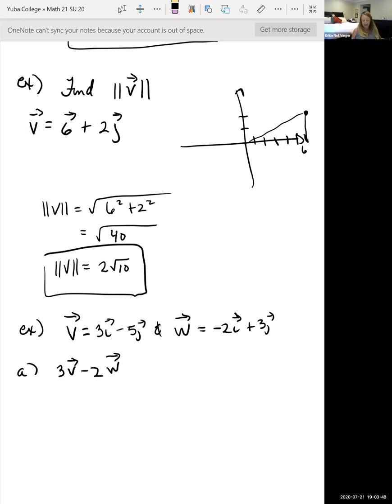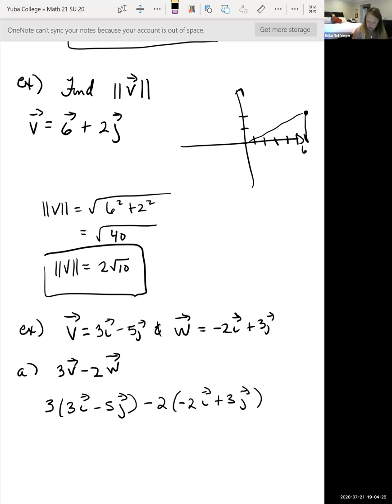Well, when we're adding, and I didn't do this yet algebraically, but when we're adding two vectors, you're basically adding your horizontal components together and you're adding your vertical components together. And that's going to give you the components of the new vector. And so if we have 3v, so we're basically taking 3 times this vector here, 3 times i minus 5 times j minus 2 times, think of it as negative 2 times vector i plus 3 times j.